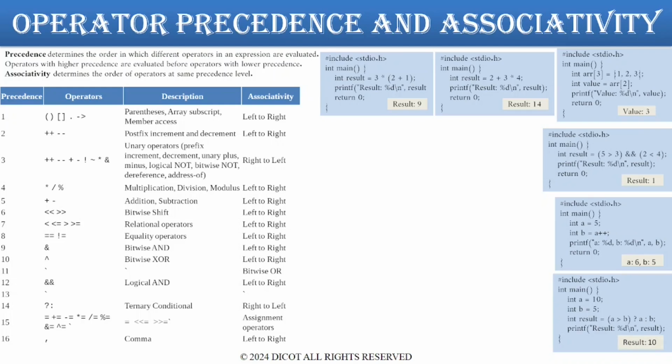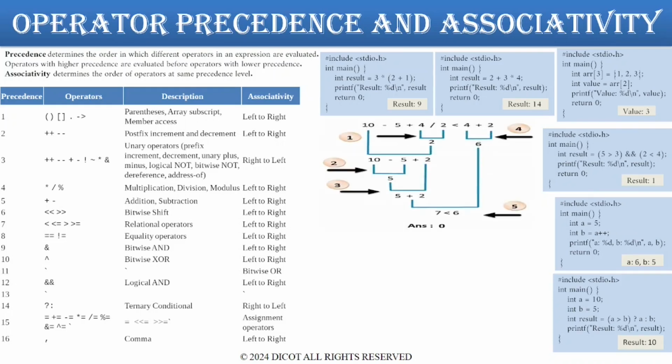Now, let's see some more examples. Let's see a little complex expression in this case. 10 minus 5 plus 4 divided by 2 less than 4 plus 2 is the expression that we need to evaluate. How do we evaluate this? First, you see which one has the highest precedence in this expression. It is the slash, right? So we'll evaluate that first.